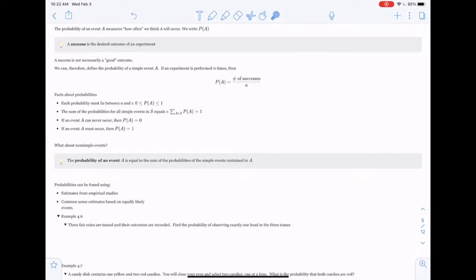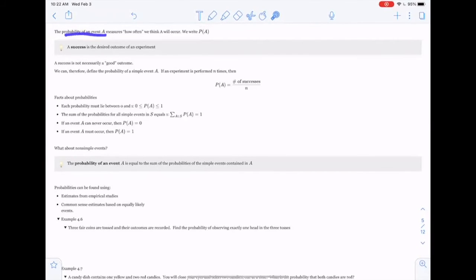Now that we've looked at the outcomes, let's talk about how often an event A may occur. If we're looking at the probability of an event A, we'll write P of A. That will stand for how likely that event is to occur. One way we can start to measure the probability of an event is to talk about a success. A success is a desired outcome of an experiment. If we're looking for the probability that a team loses a specific game, because that's the desired outcome, we're looking for losses. In that case, we would consider a success to be that team losing a game, right?